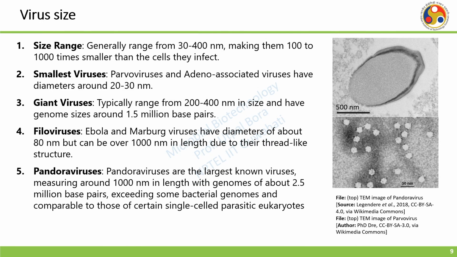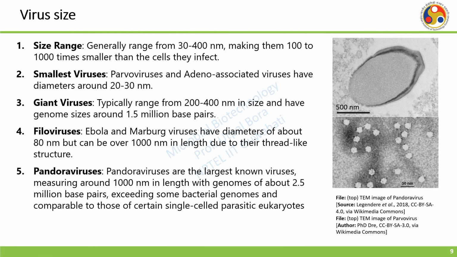Now, how big or small is a virus particle? Generally, a virus size could range from 30 to 400 nanometers, making them 100 to 1000 times smaller than the cells they infect. Parvovirus and adeno-associated viruses have diameters around 20 to 30 nanometers. There are some giant viruses which typically range from around 200 to 400 nanometers in size and have genome sizes around 1.5 million base pairs.